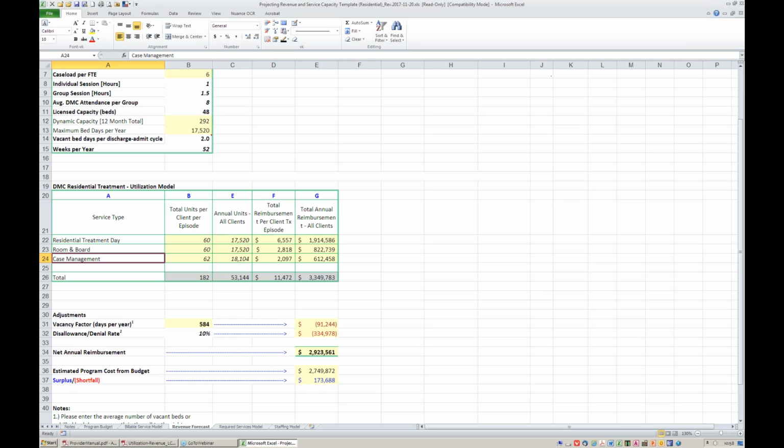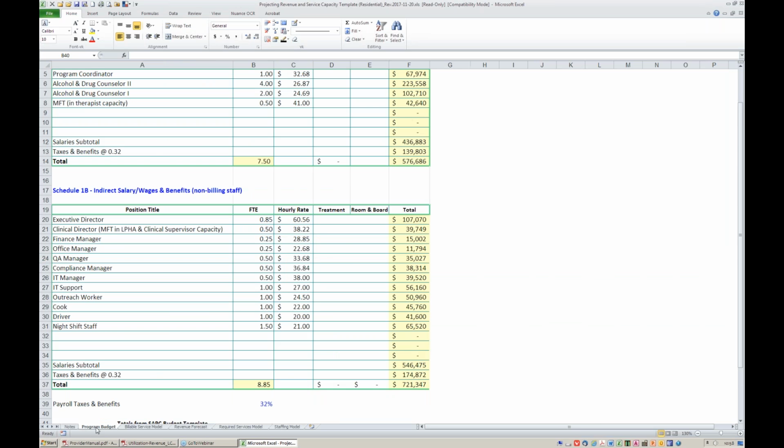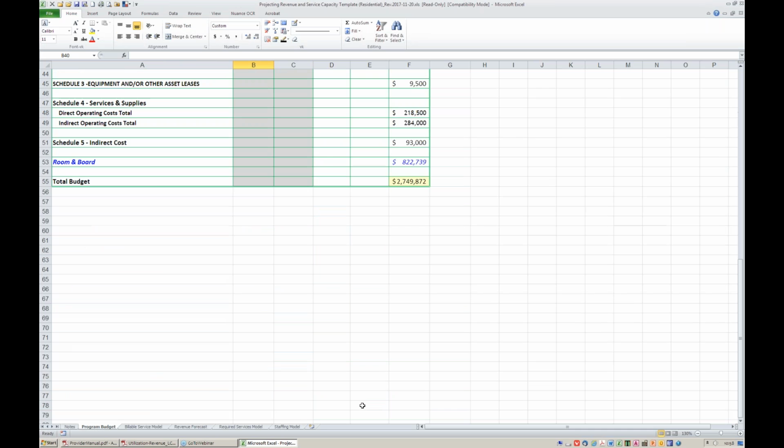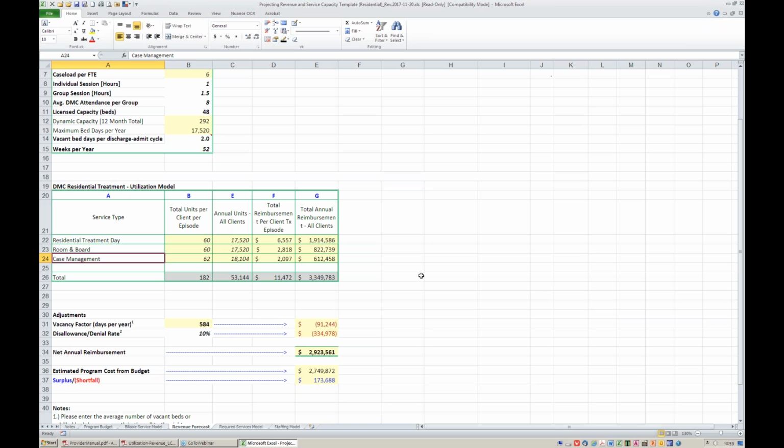If everything happens according to plan, you will gross $3.3 million here. And let's just go back here to the budget. Your total budget is 2.7. So, looks good. However, a couple of things, and one is your vacancy factor. That adjusts things downward. We have that up here. Basically, vacant bed days per discharge admit cycle.